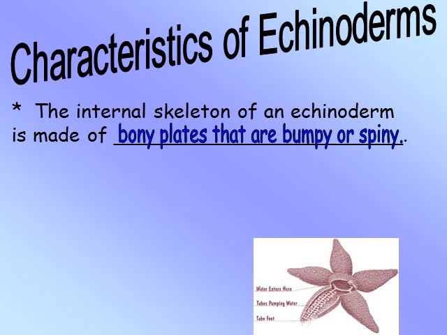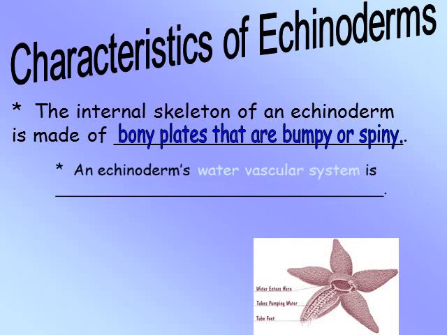They all have an internal skeleton. So this internal skeleton is made of these bony plates that are bumpy or spiny. Now, it's called an internal skeleton simply because there's like a layer of skin over it, but it's still kind of on the outside, but it is definitely underneath the skin. And you would see that if we were to do the sea star dissection, which we normally would do.